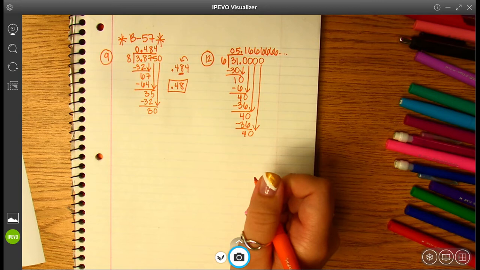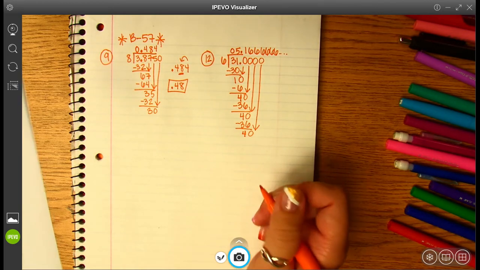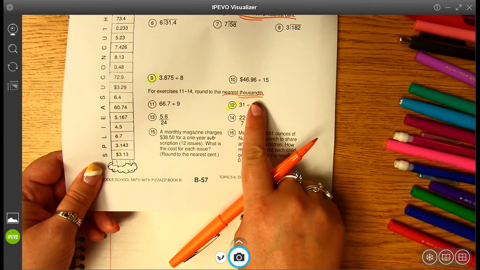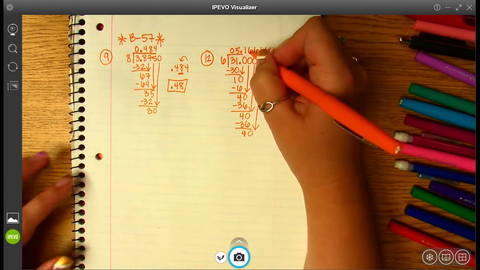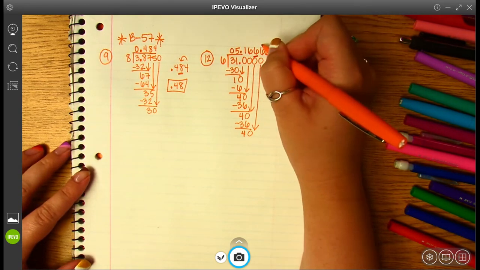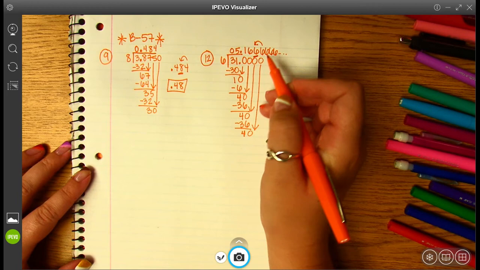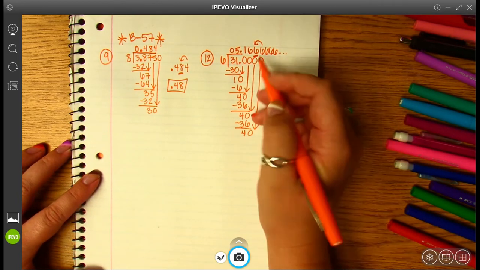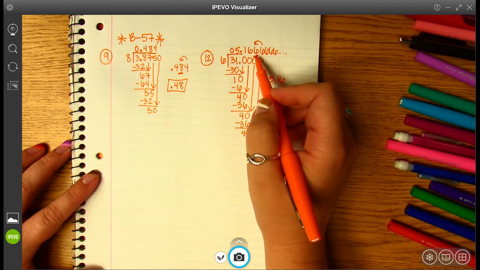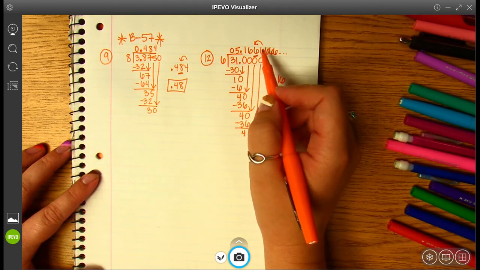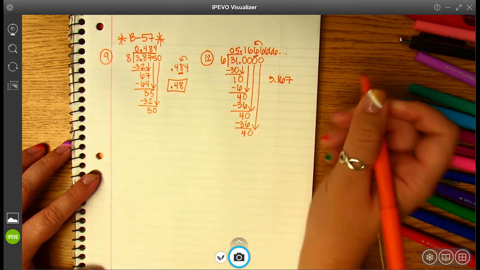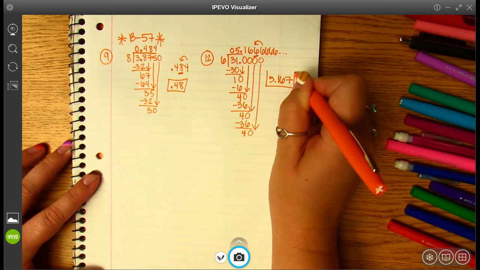And really, I only needed to stop how many places? Well, for problem 12, this is in the section of rounding to the nearest thousandths. So 3 numbers after the decimal. So 1, 2, 3 numbers after the decimal. I only needed to go 1 number further than that. So you have 5.166. And then does this 6 stay a 6 or go up to a 7? Well, that 6 tells this 6 to go up. So now it's a 7. So my final answer is 5.167.